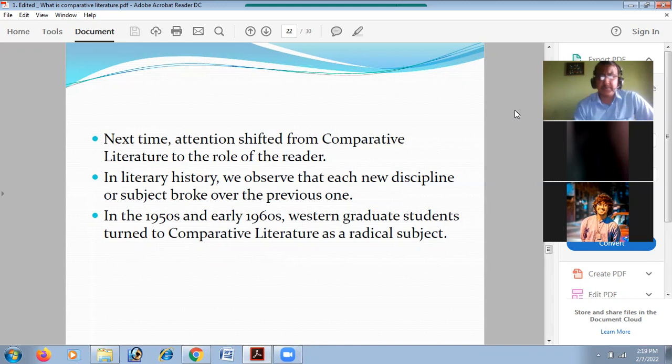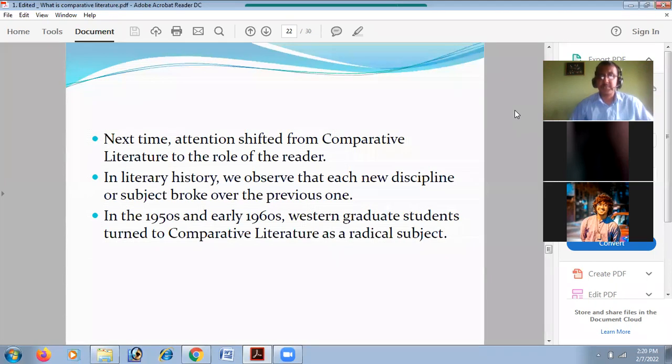Actually, as I have said, when a new notion or discipline comes into existence, the previous notion gets less importance. As we see in literary history, each new discipline or subject broke over the previous one. In the 1950s and the early 1960s, Western graduate students turned to comparative literature as a radical subject.